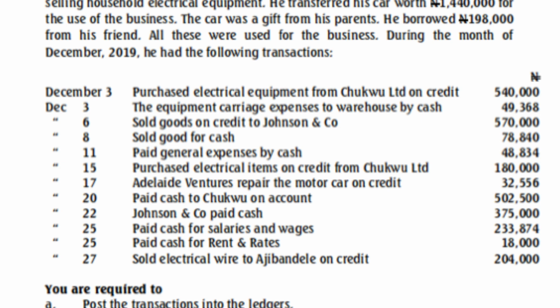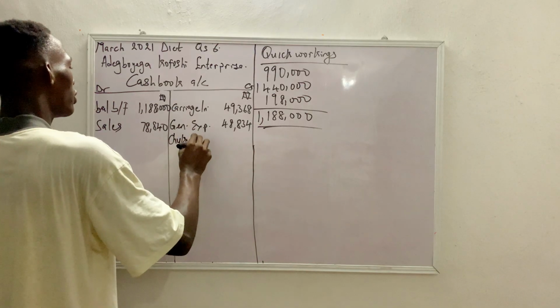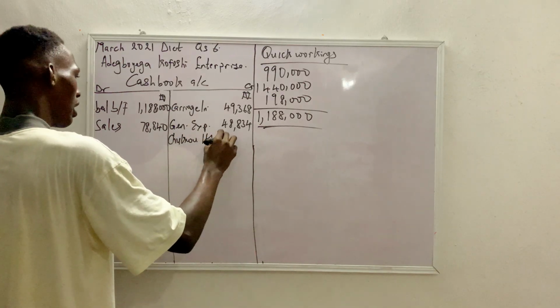Adelaide Venture repaired the motor car on credit. That's also a credit transaction. Paid to Shuku on account 502,500. So Shuku is a trade receivable. How much?